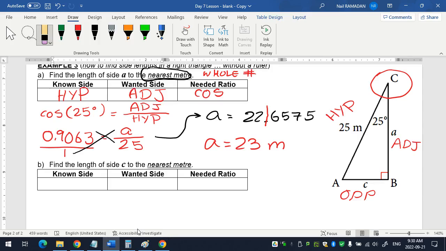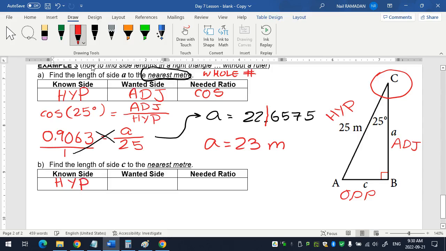Again, which side do you know? Hypotenuse. By the way, imagine if we did not do this. Imagine if we didn't do it. So we do not know the what? We know the hypotenuse. So go ahead, hype.